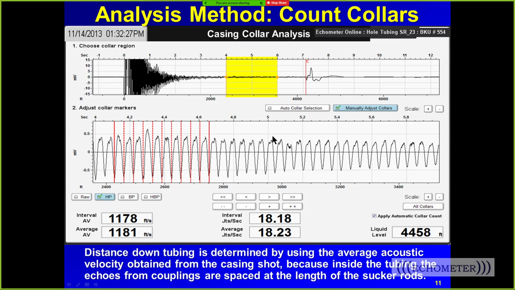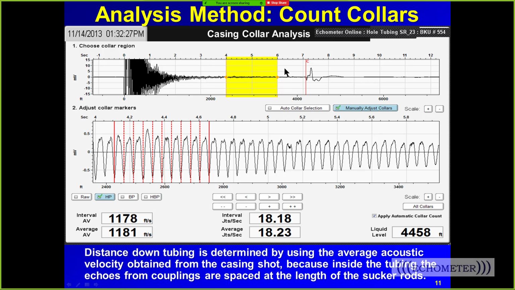Now, if you click on this screen where you're looking at the acoustic trace, you can bring up the collars tab. This is even showing the date and time of this fluid level shot. And you can see that we've got the collars lined up from 4 to 6 seconds. The TAM software normally just shows 5 seconds, but I went ahead and pulled it out to show a 2-second interval. And this shows I've got 11 collars or 10 tubing joints selected, and that gives me an average of, for this interval right here, 18.8 joints per second.